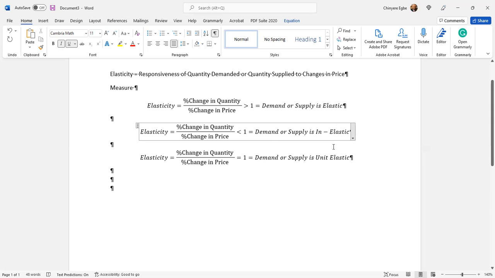Okay. Inelastic, you have elastic, inelastic, and unit elastic. So now that we have this information, I'm going to stop share.